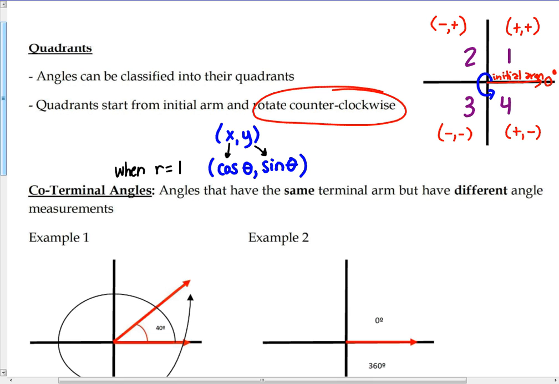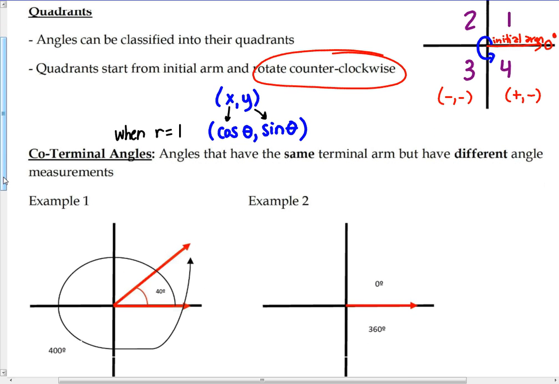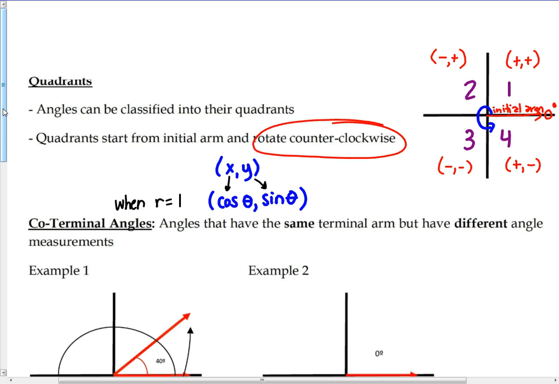Okay, and the reason why that is, well, we'll get into that soon. I just want you to write that down for when the radius is 1, that's going to be really important in this unit. So have it there, and then we'll talk about it more in the future. But it has to do with cosine.